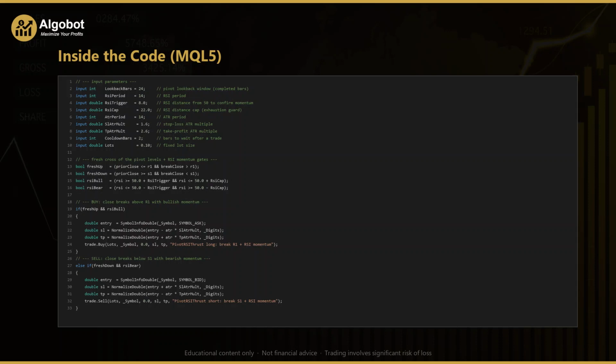Just below, four Boolean conditions do the thinking. Fresh up is true when the prior bar closed at or below R1 and the breakout bar closes above it. Fresh down is the mirror through S1. The RSI bull gate is true when RSI sits between the trigger and the cap above 50, and RSI bear is the same below 50.